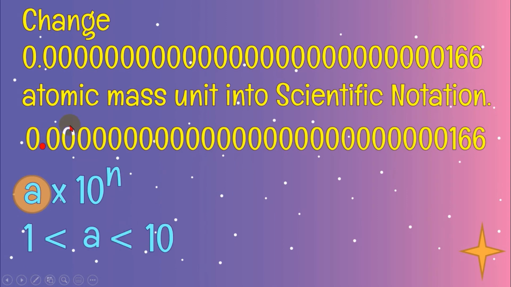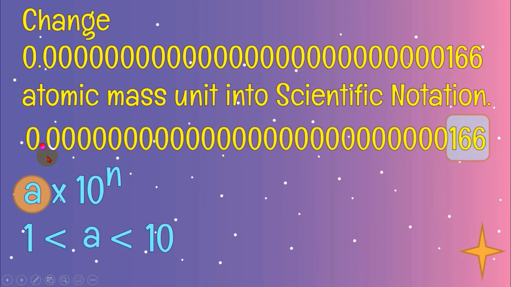So, determine the decimal point. Here is your decimal point. Then after that, determine the significant figures. Those are our significant figures. So, disregard the zeros here. Then, step number 3, move the decimal point going to the significant figures. Take note how many times you move the decimal point.